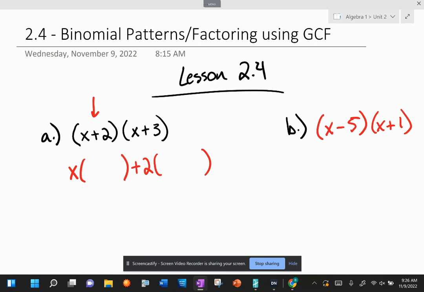Okay. Then what goes in the blank parentheses? The x plus 3. The x plus 3.